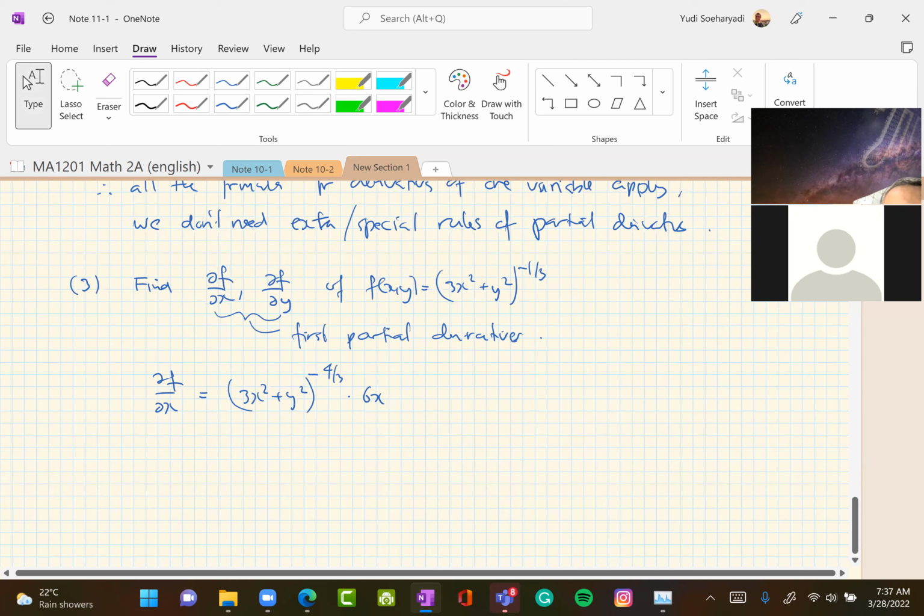Okay. And don't bother to simplify. Here you get the same thing, similar. By the chain rule, you multiply by the derivative of the inside with respect to y. I think the x squared is just constant. So now you multiply by 2y. Okay, so this is the first derivative.